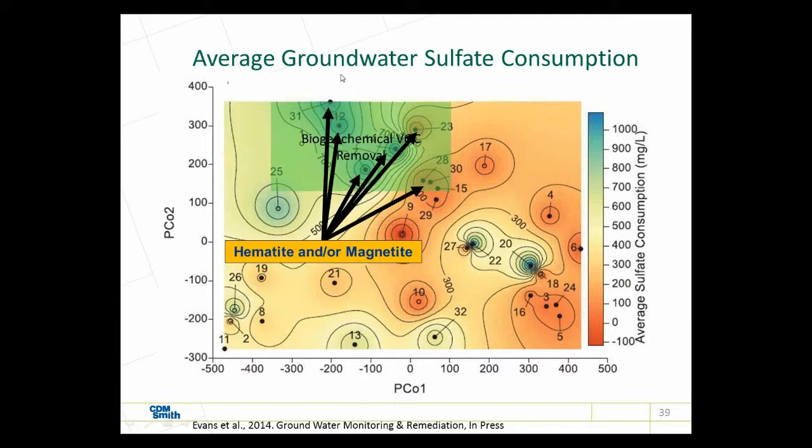And so what we find from this is we've got several parameters that are really important, including the sulfate consumption, the presence of iron oxides such as hematite or magnetite, and then also, what's not shown here, sufficient residence time and electron donor to promote the reduction of the sulfate.